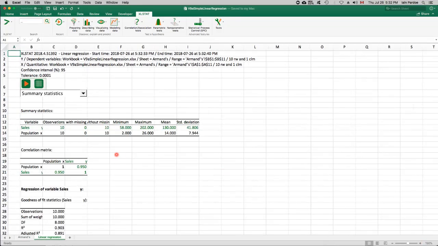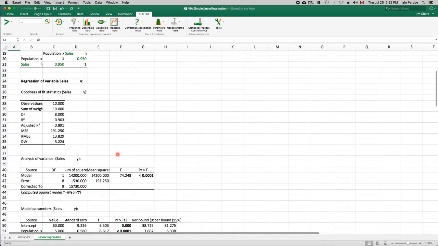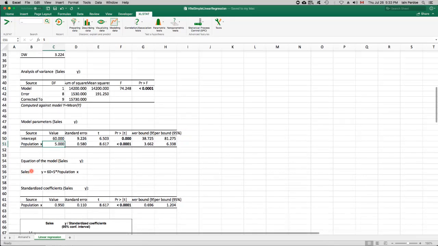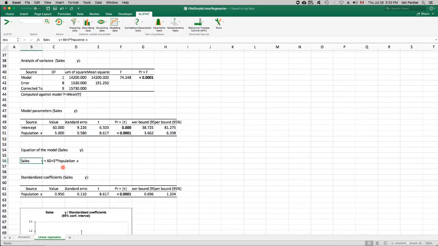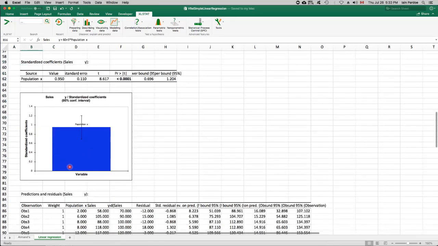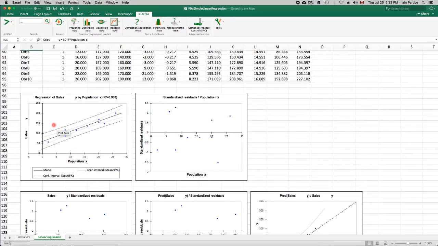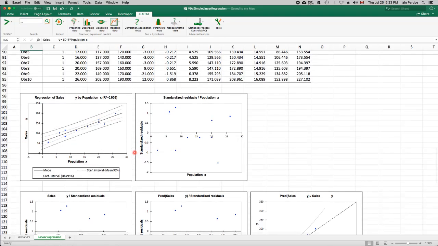There's lots of output here, but I just want to focus on the equation of the line, which can be found in this part of the output where it says model parameters. The intercept is 60, and where it says population X, there's the slope. It gives you the equation down here as well: Y equals 60 plus 5 times population. It did give me a scatter plot. Here's a picture of the fitted model, with sales on this axis, population on this axis, and the data points, and this solid line in the middle is the regression line. We won't talk about any of the other lines right now.